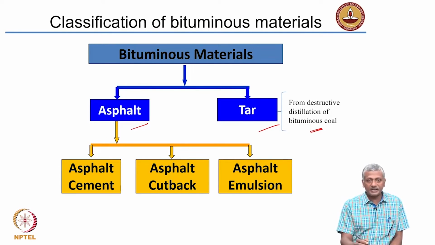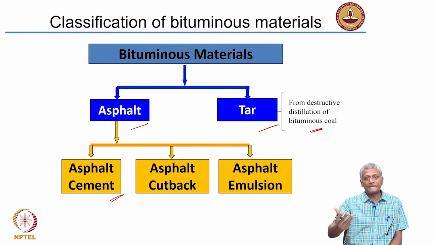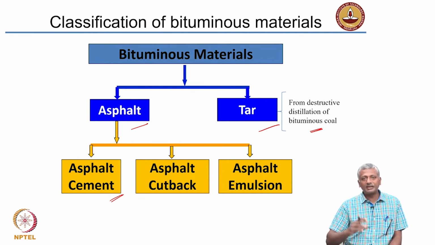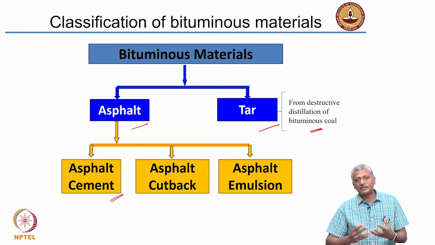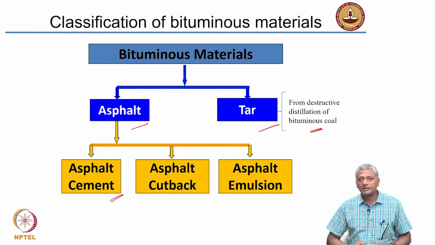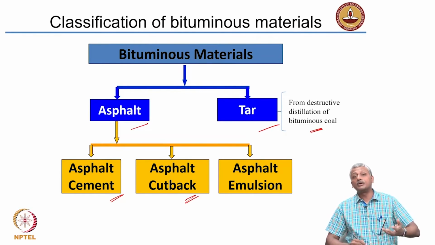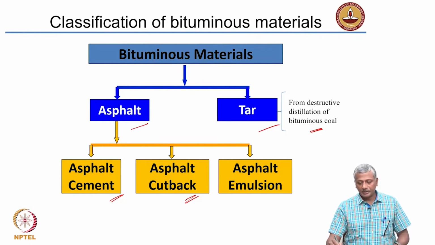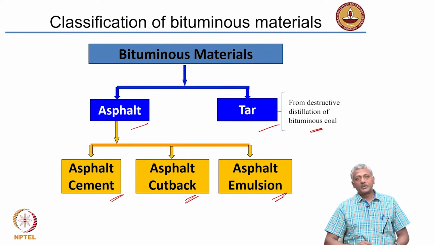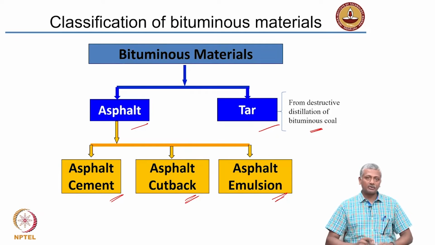So, asphalt basically can be asphalt cement, where it is heated up, okay, and then it serves to reduce the viscosity and leads to a proper mixing with the aggregates and forms the pavement surface, or it can be a cutback, where it is immersed or dissolved in an organic solvent. Emulsion is when it is suspended in water. So, these are the ways in which you can use asphalt or bituminous materials.